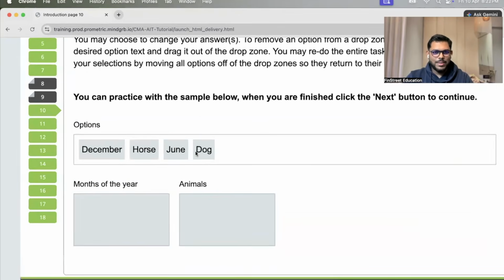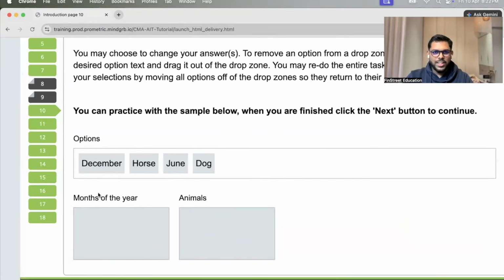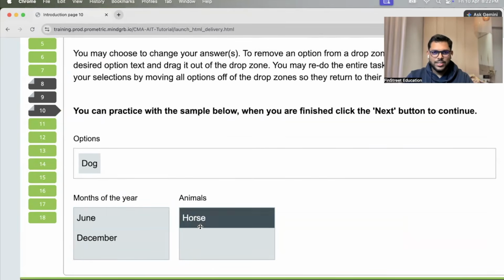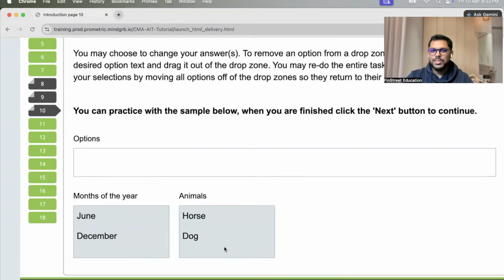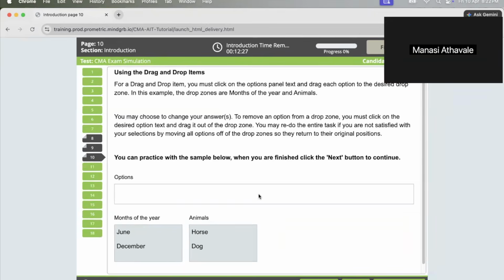Mansi, can you see my screen? Yes. So such kind of drag and drop options would show up. Months of the year, we can drag and drop December over here, June over here, horse over here, dog over here. So something like this will show up in the case-based questions.